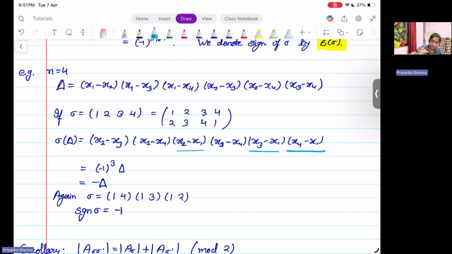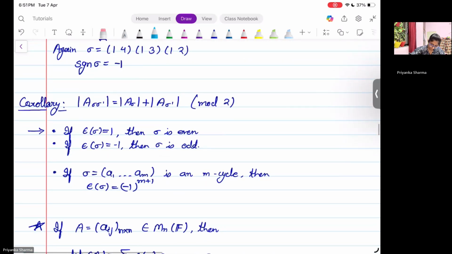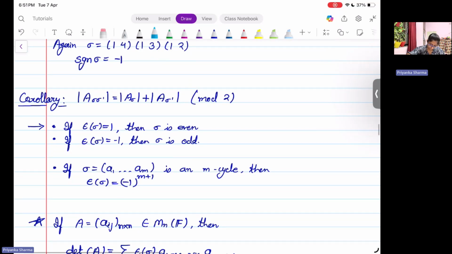So if we decompose the permutation in cycle form, here we have 3 cycles, we can say. So this has a sign minus 1. If the sign is 1, the permutation will be even. If the sign is minus 1, then the permutation will be odd.